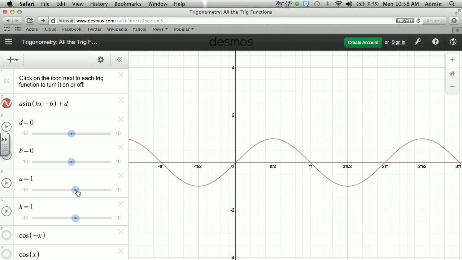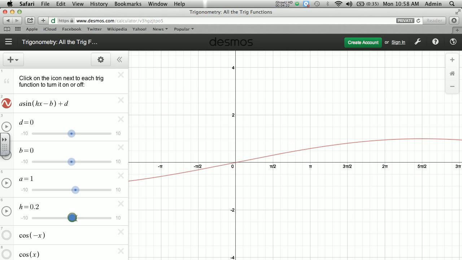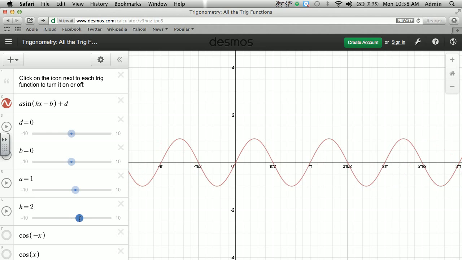Let's look at h. H controls my period, so that's going to control my horizontal axis, my x-axis. If I change this to 2, notice that instead of my period taking 2 pi for the normal sine graph, it takes just pi to go up, down, and back to 0. So now my period has changed to pi. So h controls your period. To find out exactly what your period is, just take 2 pi, the length of a normal period, and divide it by h, in this case 2.